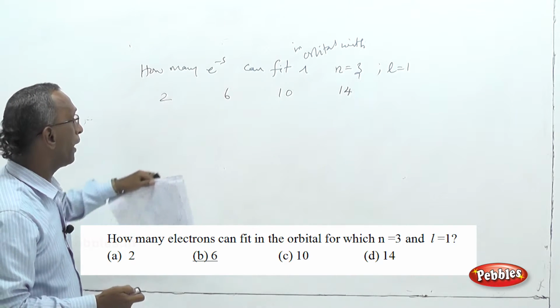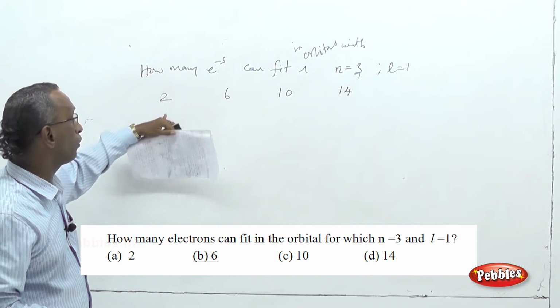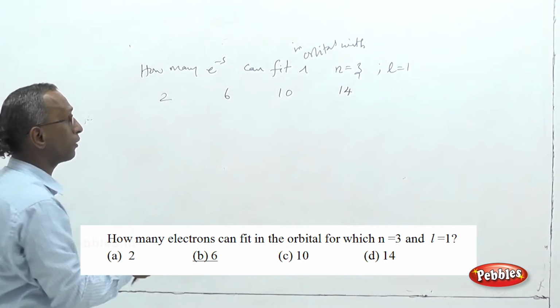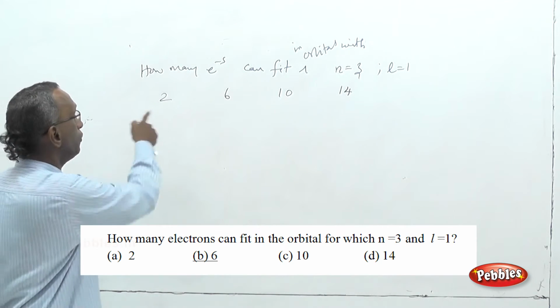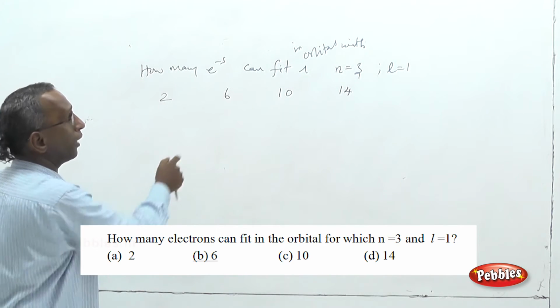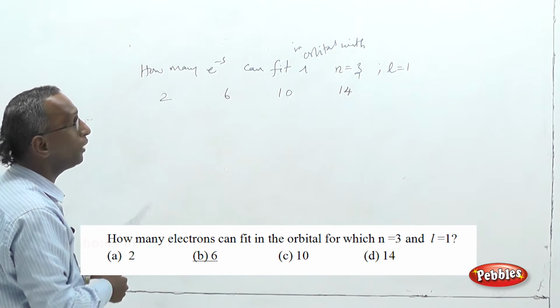So in any orbital, we will be tempted to write 2 electrons maximum. Just now, in the previous question, we have seen 2 electrons in any orbital. But there are orbitals with a degeneracy.